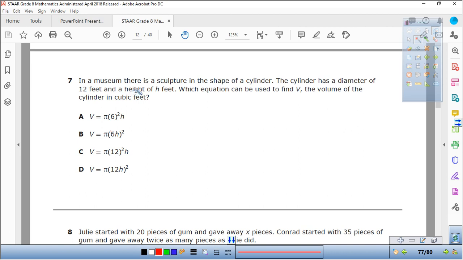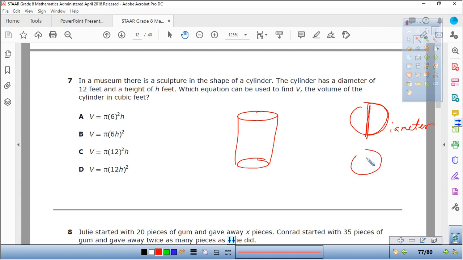In a museum there's this cylinder. I was looking for the keyword cylinder. It has a diameter of 12 feet. Again, the diameter is the distance across. You see this? Diameter. We don't ever use the diameter. We use half of it, which is your r. You see the r here? Your radius. When it comes to the radius, if this one's 12, then this one has to be 6. So from here to here, it's 6. And the height is h.